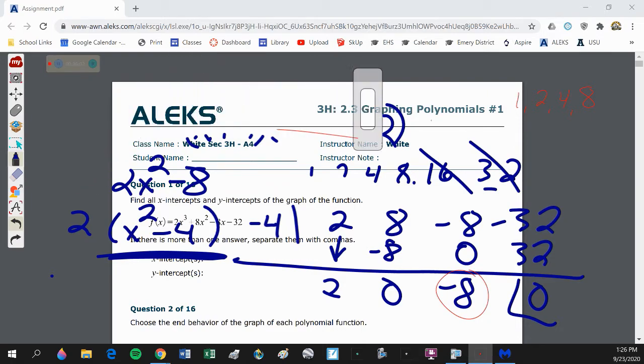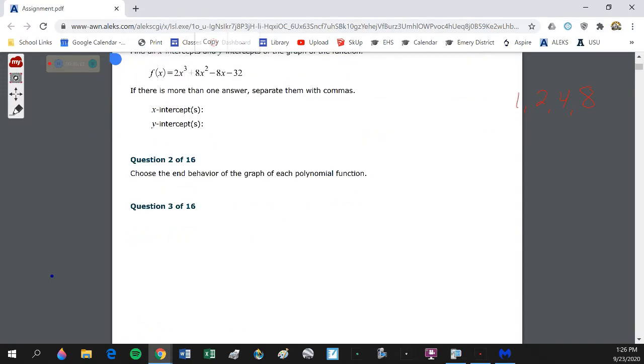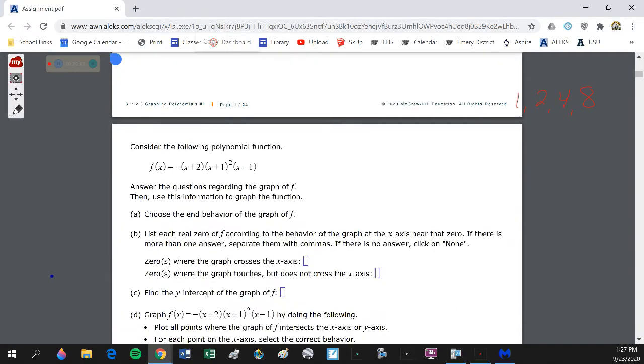Okay, so let's look at another one. We should have done 2. That means I would have had to listen to Kegley, and I make a point never to listen to what Kegley says.